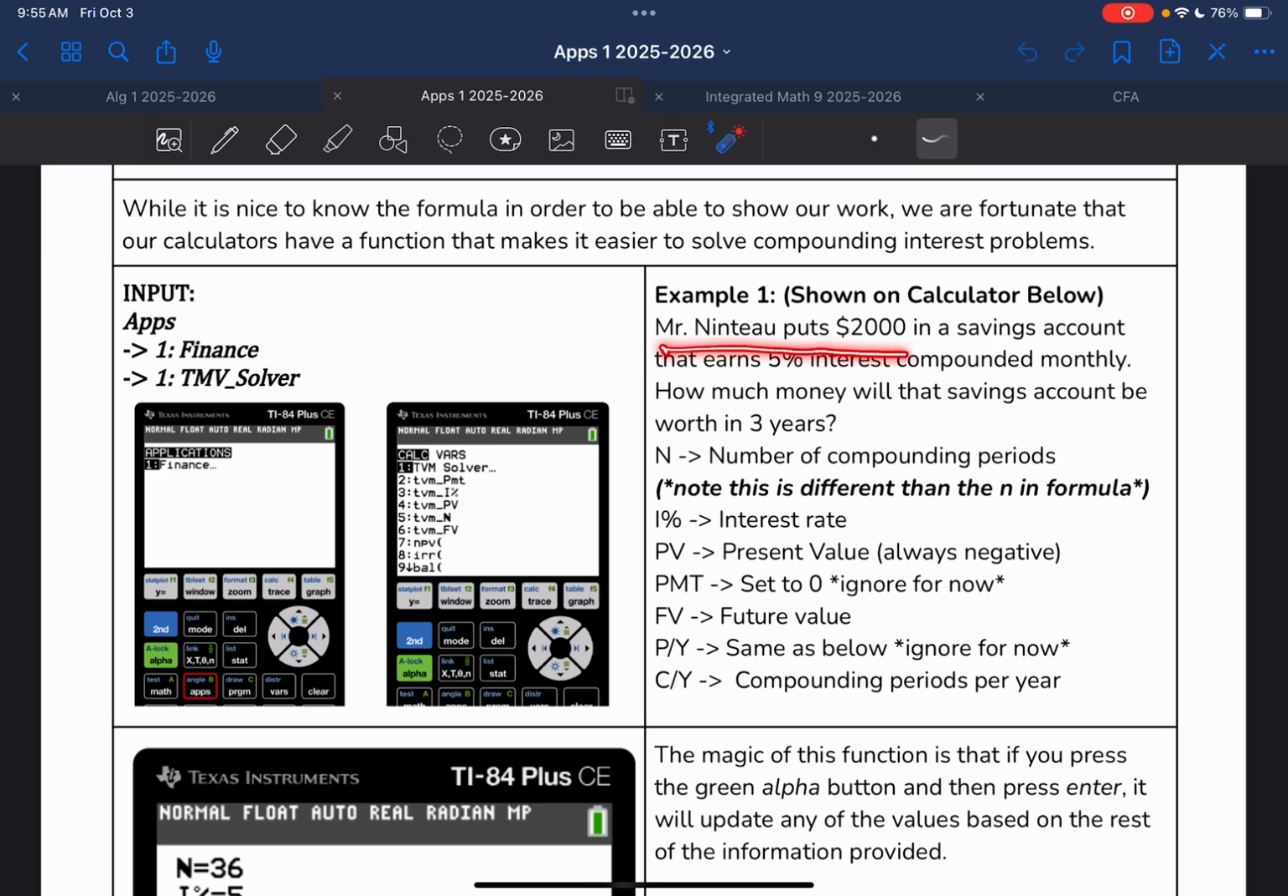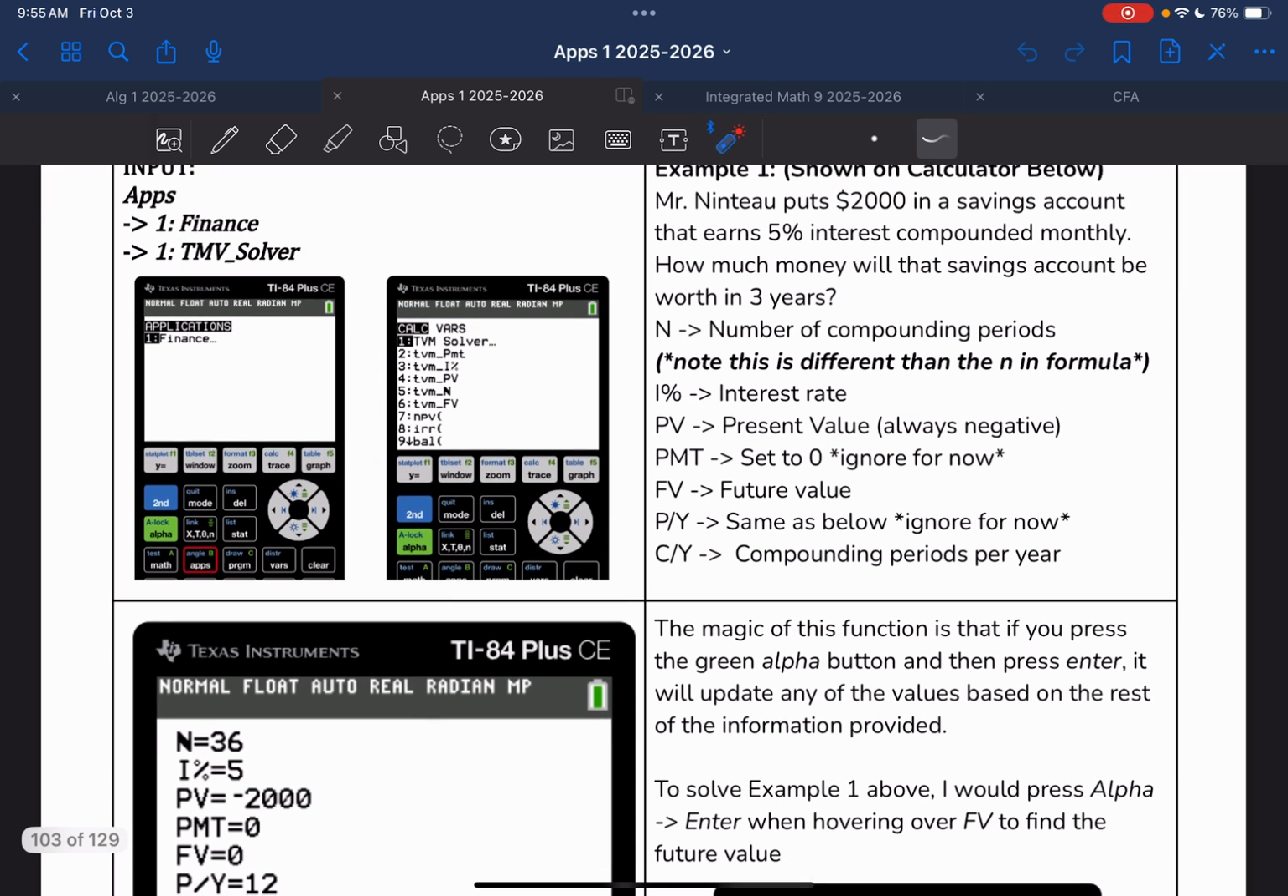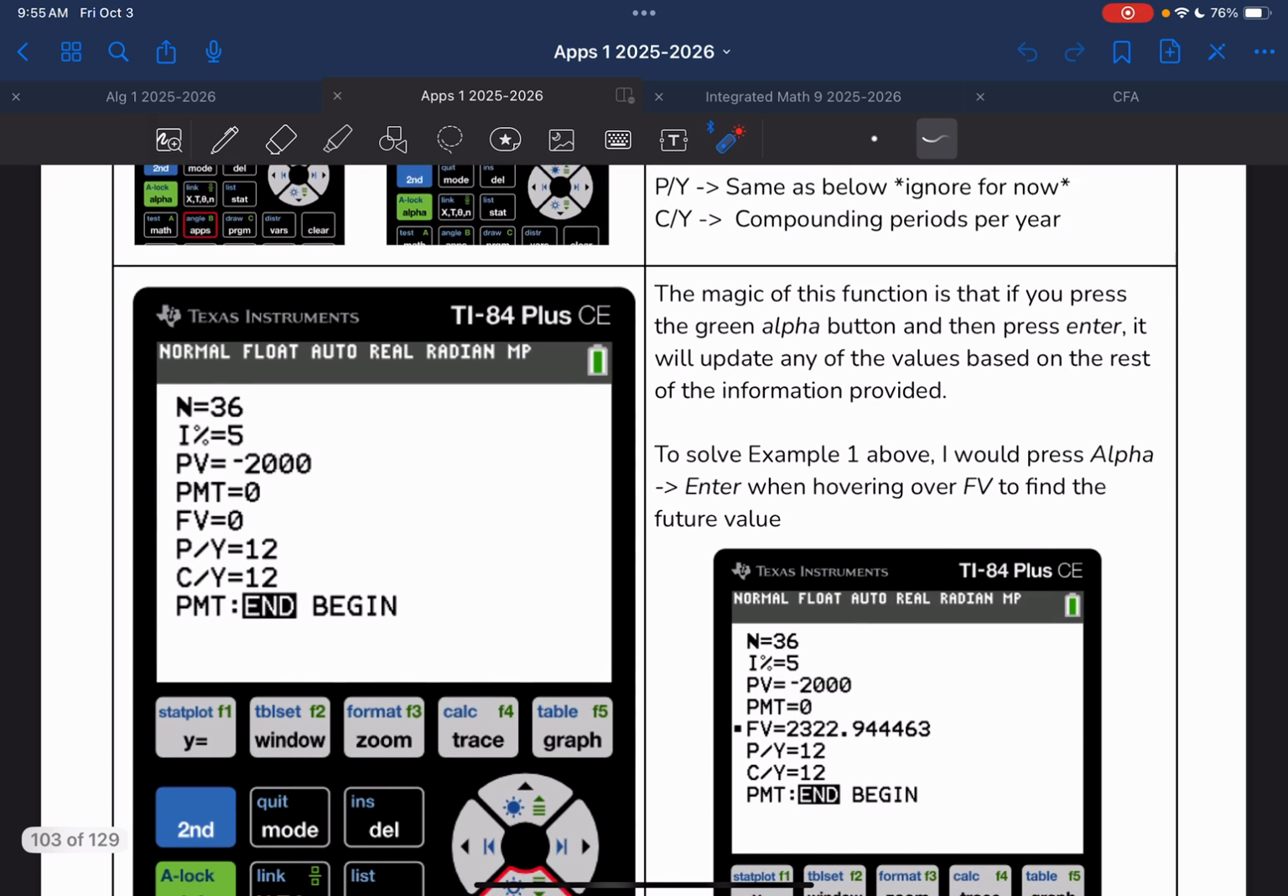So we have Mr. Ninto puts $2,000 in a savings account. It earns 5% interest compounded monthly. How much will the savings account be worth in 3 years? And so I'm going to pull up the finance application, and I'm going to do the TVM solver. It stands for time value money solver.